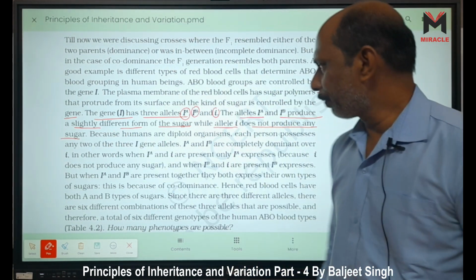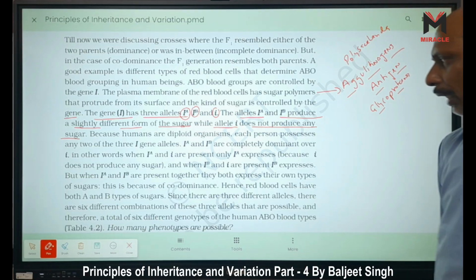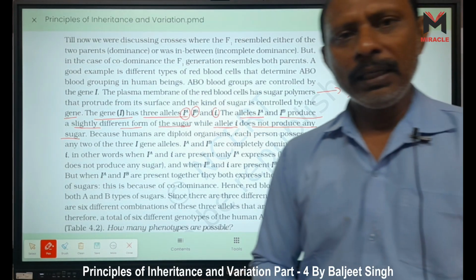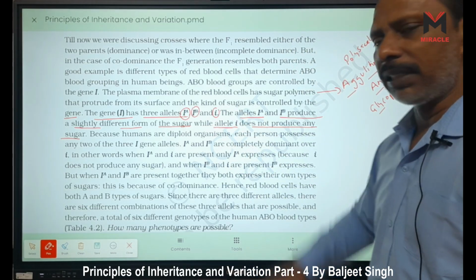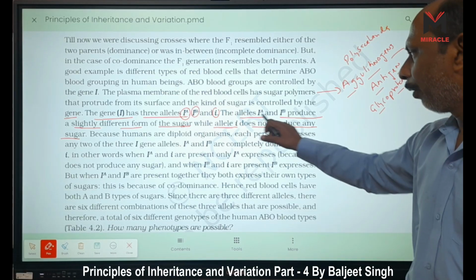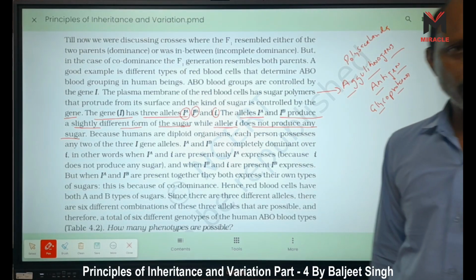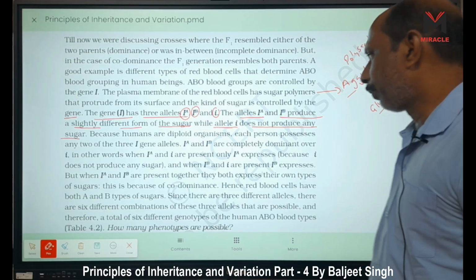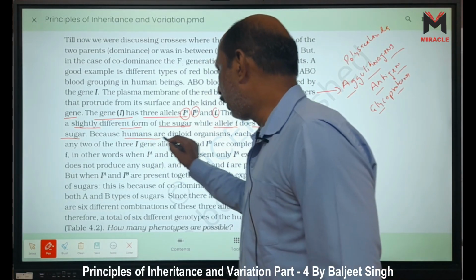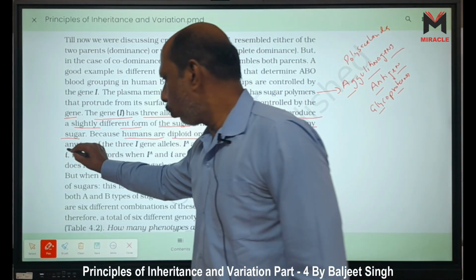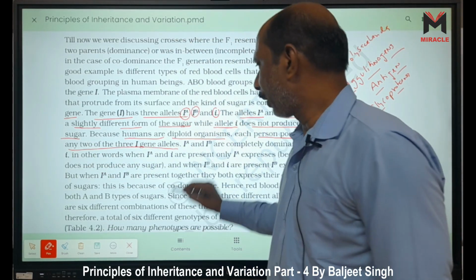You understand here? Because allele small i does not produce any sugar, means it does not produce any phenotype. That means what? It cannot express itself. That's why it is recessive, right? But they produce slightly different types of sugars. Because they produce sugars, means they are dominant. Okay? Because humans are diploid organisms, each person possesses any 2 of the 3 I gene alleles.